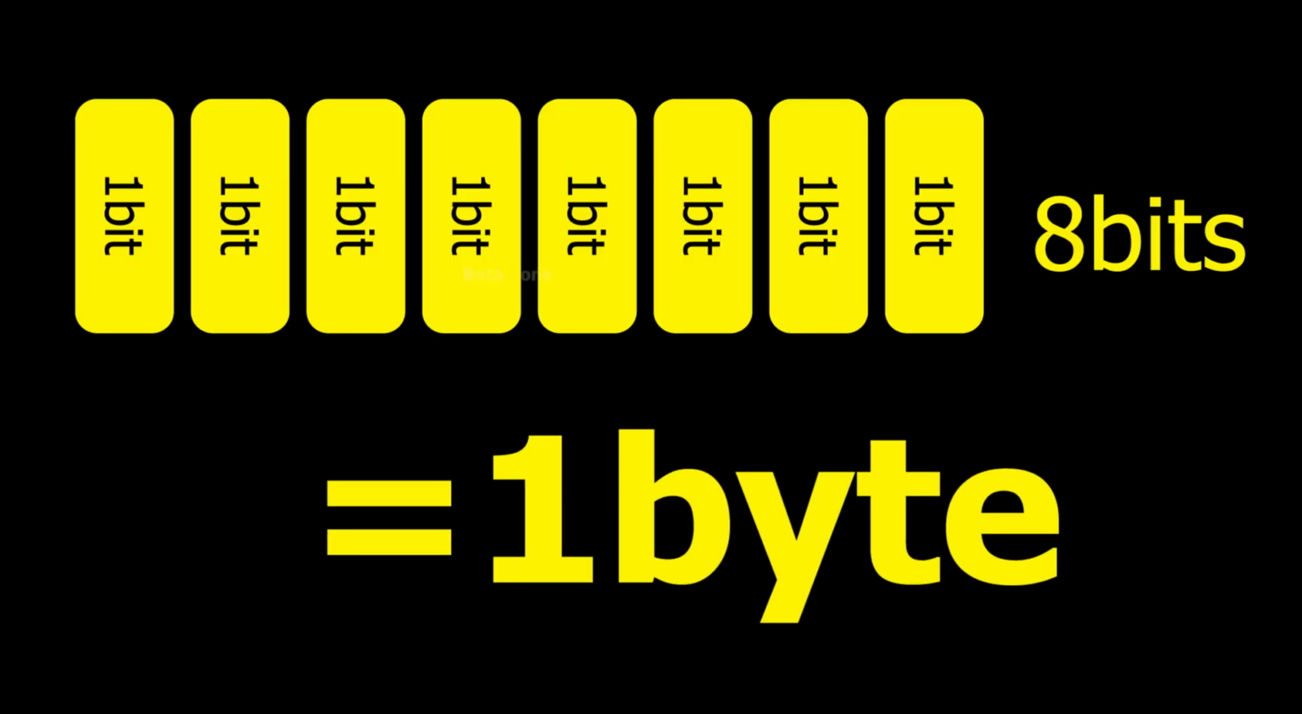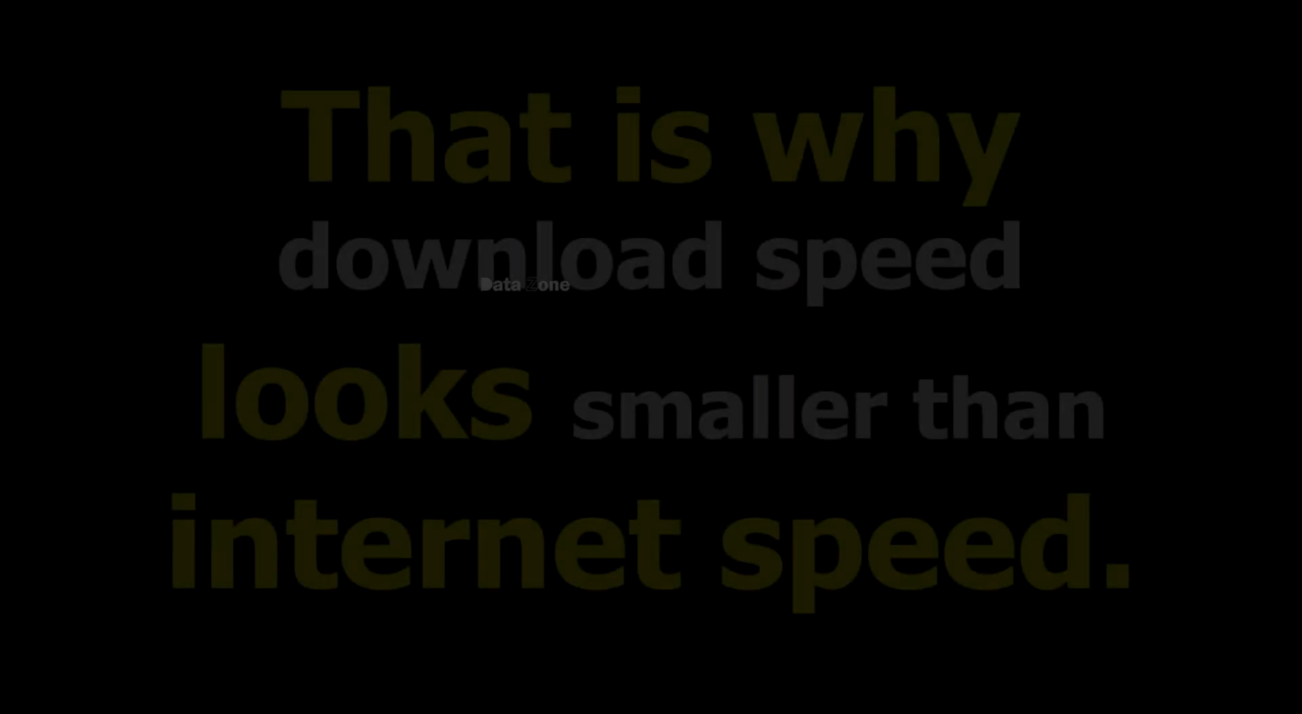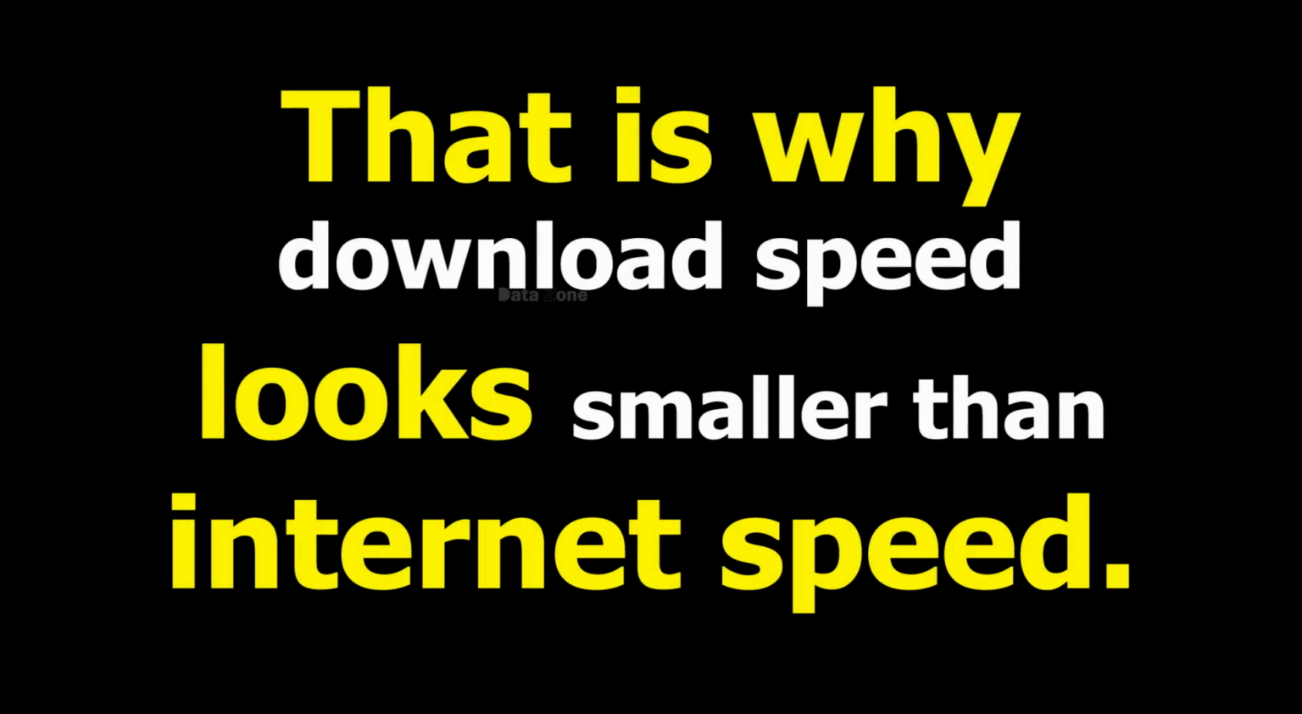The difference is very simple. Small b means bit. Capital B means byte. And here is the most important part. 1 byte equals 8 bits. That is why download speed looks smaller than internet speed.